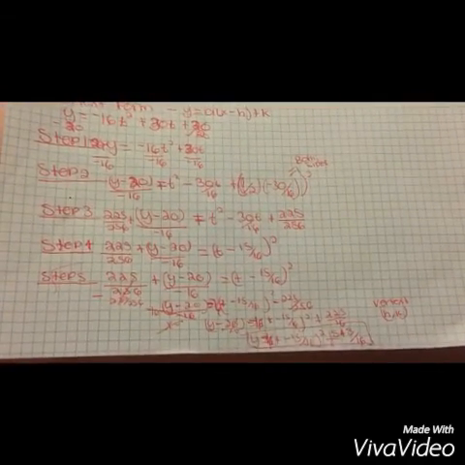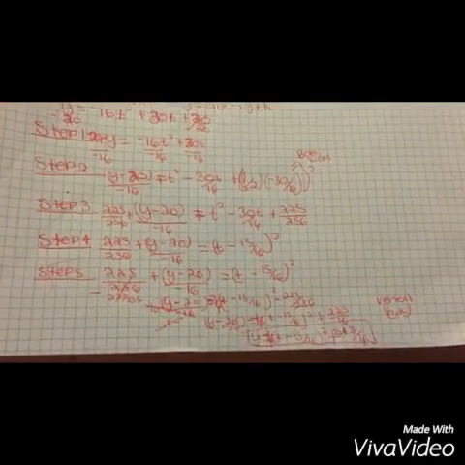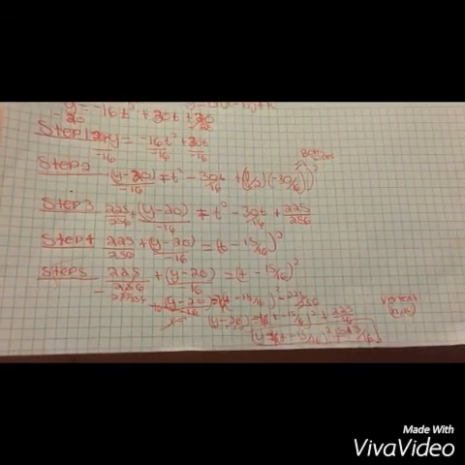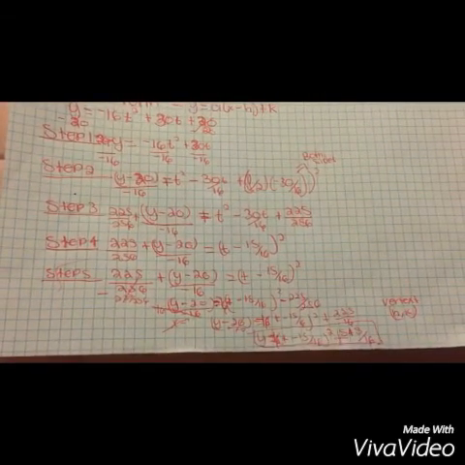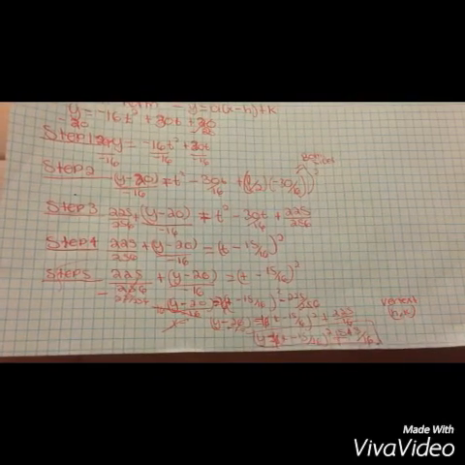Then you would add 20 to both sides. This will give you your final answer. y equals negative 16 times t minus 15 over 16 squared plus 545 over 16.